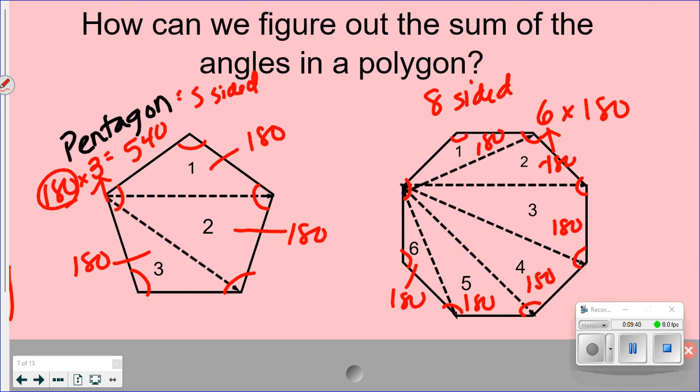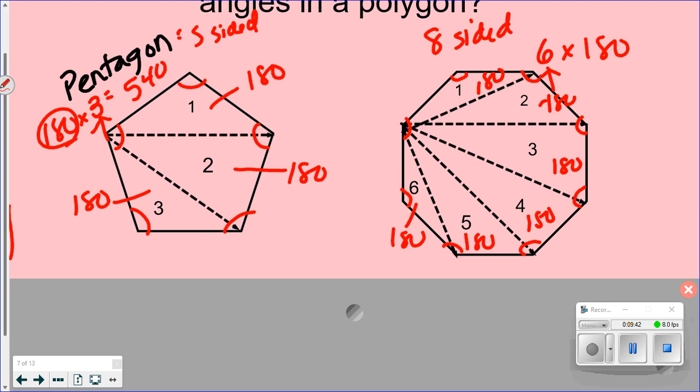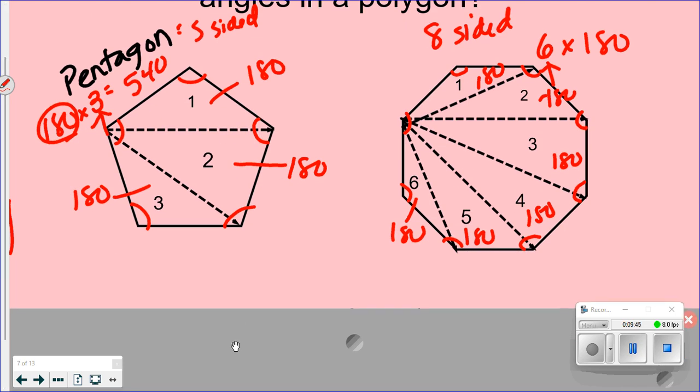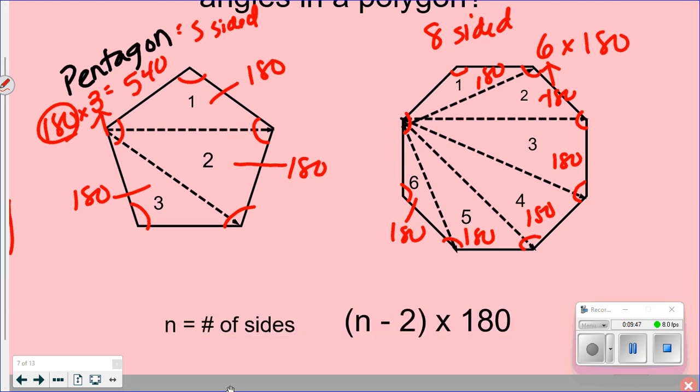All you do is take the number of sides that you have and minus 2. So if I have 5 sides minus 2, that gives me 3 triangles. I can minus 2 because some of them share 2 sides. Not all of them do, but some of them do, so that's why we minus 2. So here's the equation: your number of sides minus 2, times 180, is going to give you the total sum of degrees.